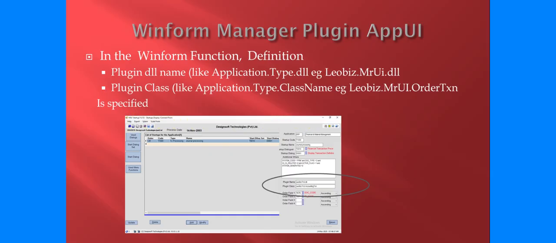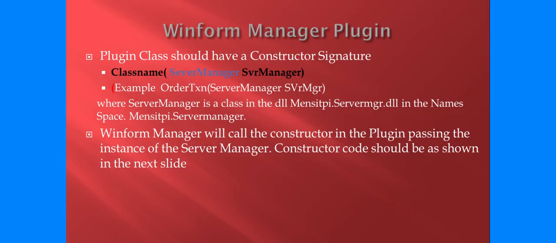In the Winform function definition, the plugin DLL name, like application.type.dll, example leobiz.mrui.dll, and the plugin class, like application.type.class name, example leobiz.MRUI order.txn, is specified. Winform manager will call the constructor in the plugin, passing the instance of the server manager. Constructor code should be as shown in the next slide.